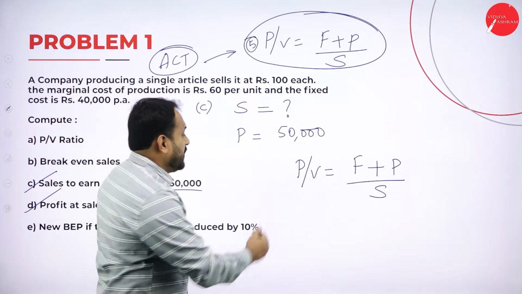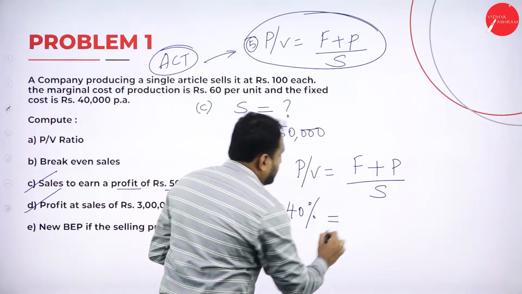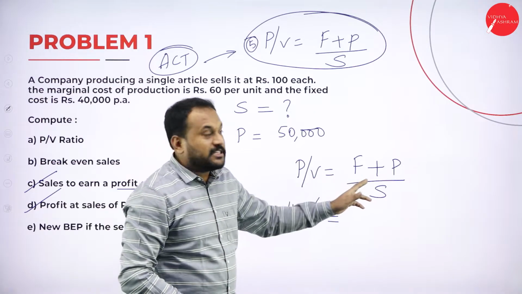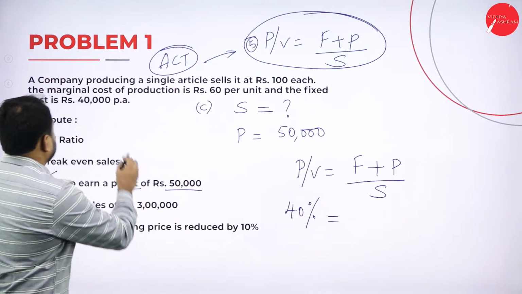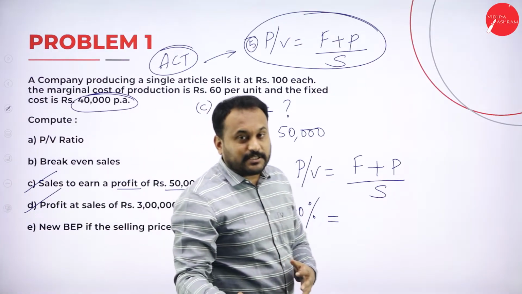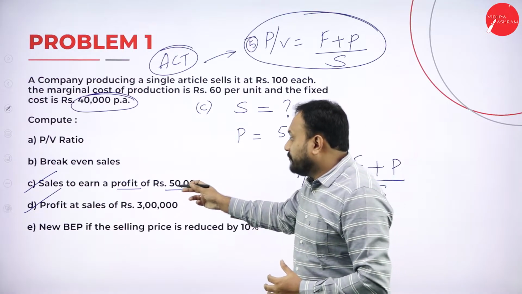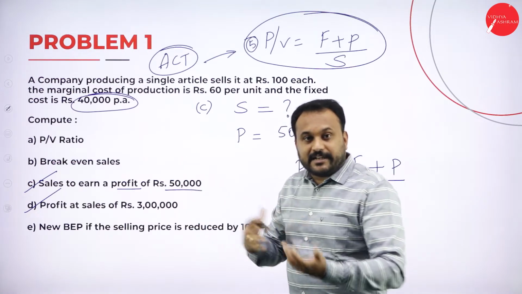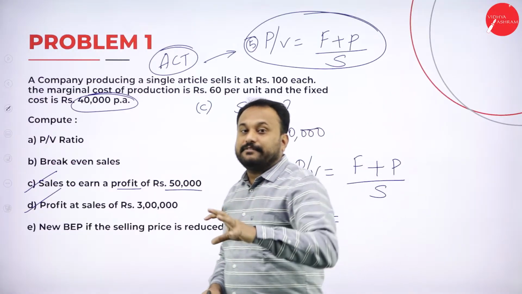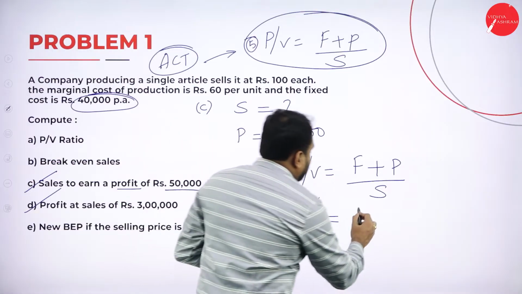How much is the PV? 40% is the PV. Now we'll write here 40% is equal to, now fixed cost. How much is the fixed cost in this question? The fixed cost is 40,000. Now fixed cost will never change. Total fixed cost will never change. Whether profit increases or sales increases, my fixed cost will never change. That's the reason I'll go with the same fixed cost, that is 40,000.